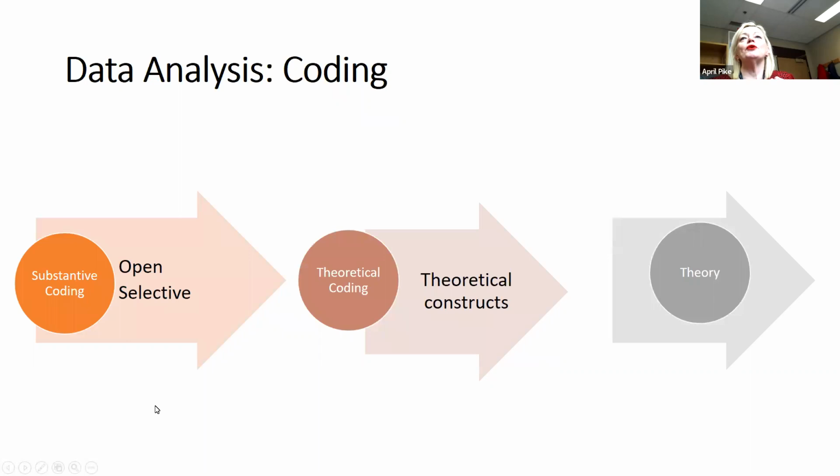So how do you code all this? There are three key steps. The first one is substantive coding, where you do open and selective coding. Then you have what I call the higher level coding, when you start to get up to your big theoretical constructs, or what people refer to as your big themes. And then you generate your theory.